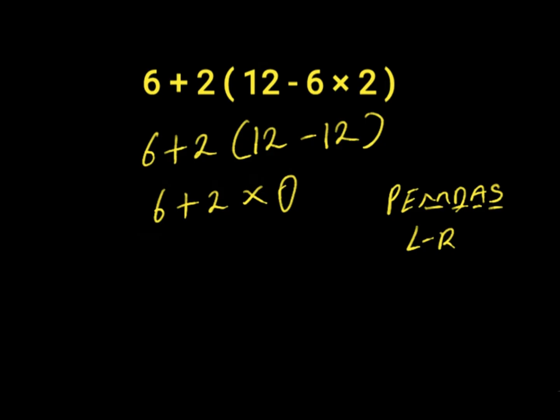Remember, if a number is close to a parenthesis, note that there is a multiplication sign in between, which is this multiplication sign here. We are going to solve our multiplication first because it comes first before addition. 2 times 0 will give us 0. Then we are left with 6 plus 0. 6 plus 0 will give us 6. 6 is the right answer to this question.